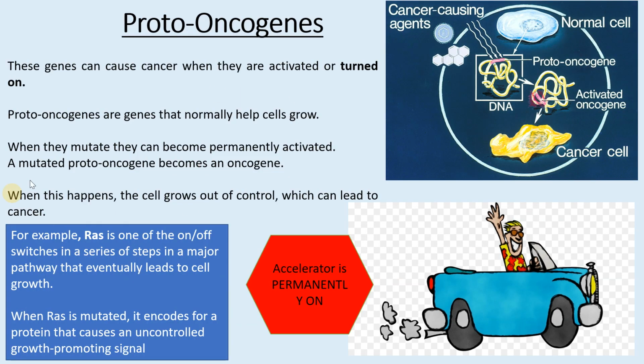So these are the text. We can make notes here. I'm just showing you guys what a proto-oncogene is. This is proto-oncogene. These are normal genes. They help the cell to grow, but when they mutate, keyword mutate, they become activated permanently, not temporarily, forever, permanently. So that mutated proto-oncogene has a new name, oncogene. So the cell goes out of control and starts to divide and so on.